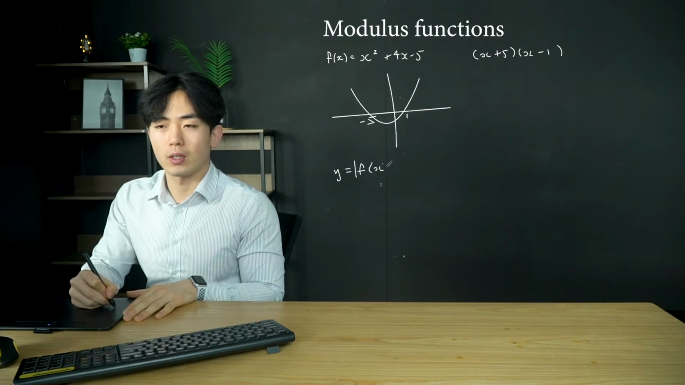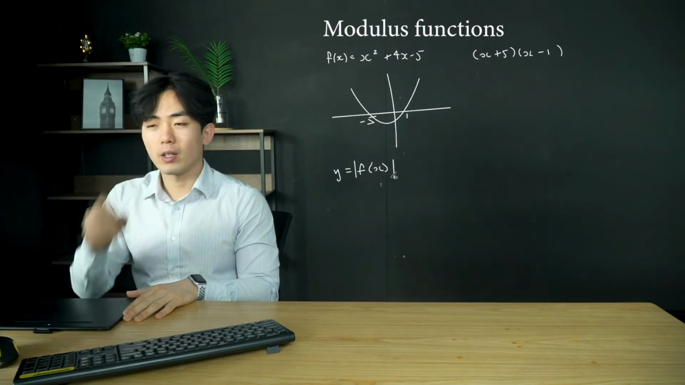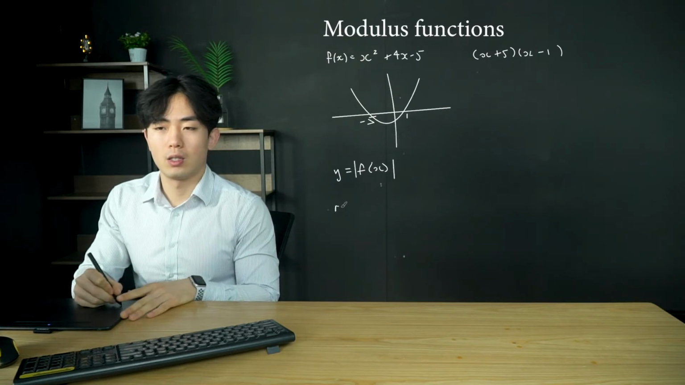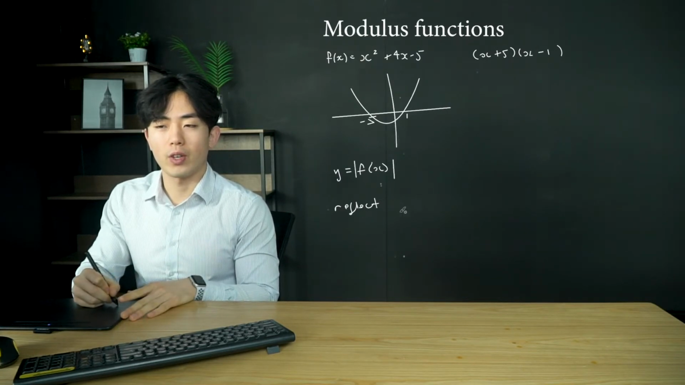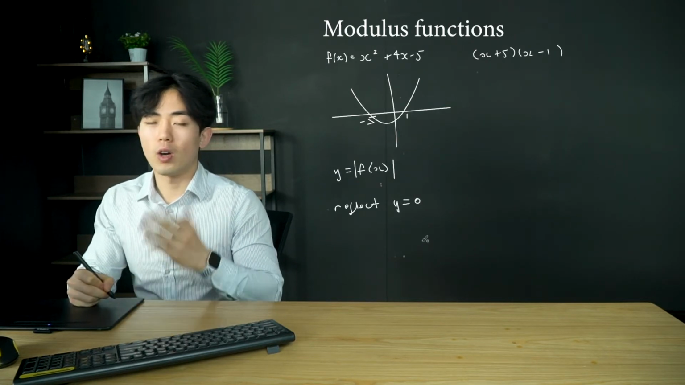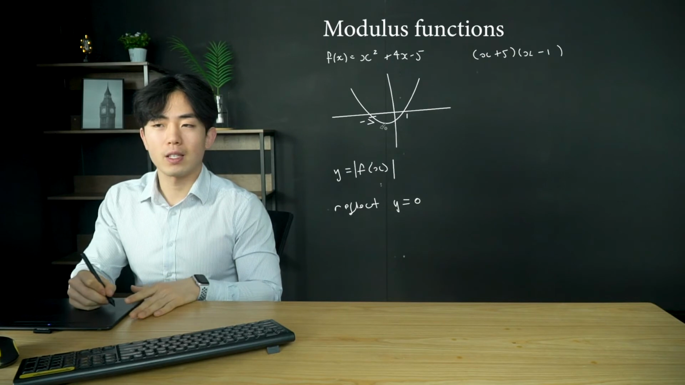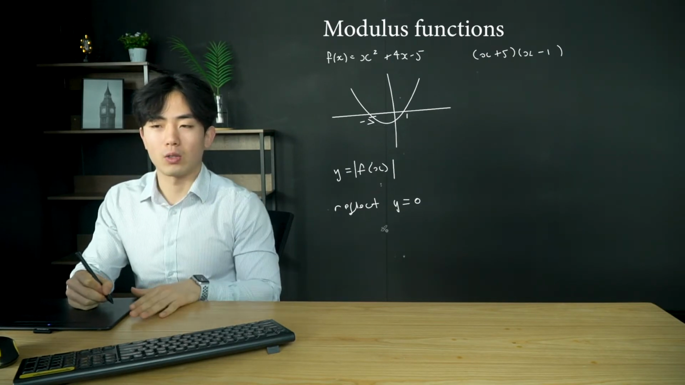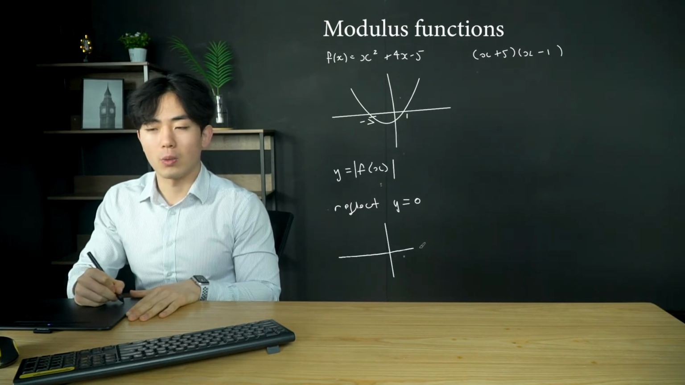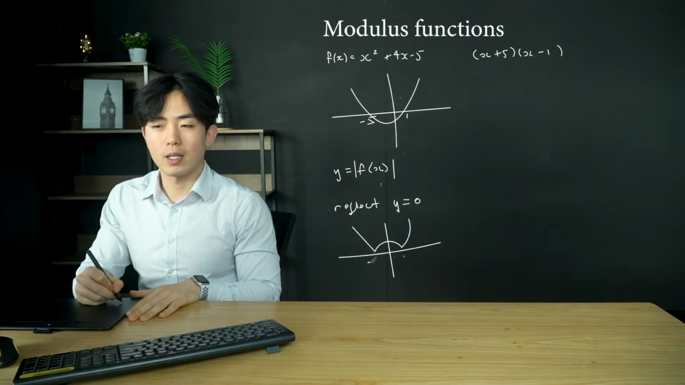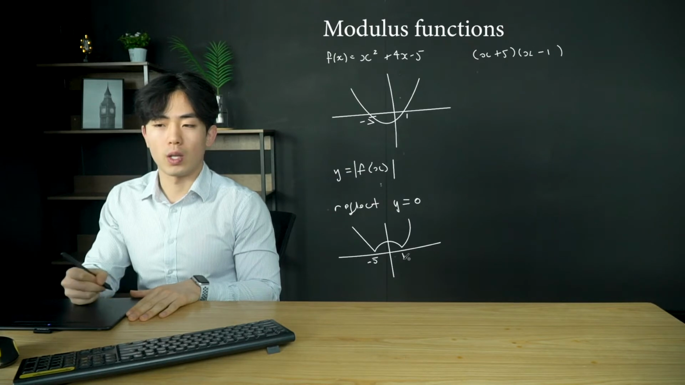modulus of f of x? When we are asked to plot this graph, what we have to do is reflect everything on the line y equals 0. Not everything though, but just the negative values. In this case, we reflect all this bottom part up along the line y equals 0. If we were to do that, it would look something like this, where this is still -5 and this is still 1.